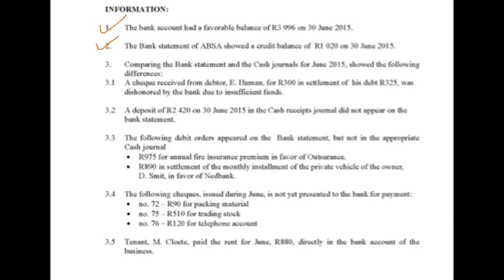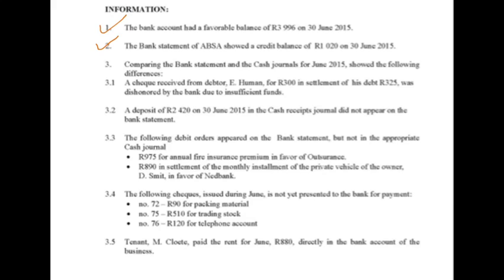Number 3, comparing the bank statement and the cash journals for June 2015 showed the following differences. So 3.1, a check received from a debtor E. Himan was for 300 Rand in settlement of his debt of 325 was dishonored by the bank due to insufficient funds. So remember, if you can't remember this, go back to your grade 11 work. 300 versus 325. Remember, the 325 includes the discount that we allowed. We are not looking for the discount allowed. We're now only looking for the bank amount. The amount that influenced bank was 300 Rand.